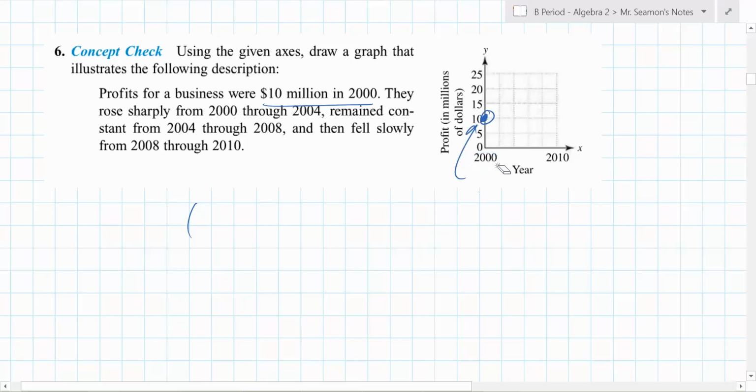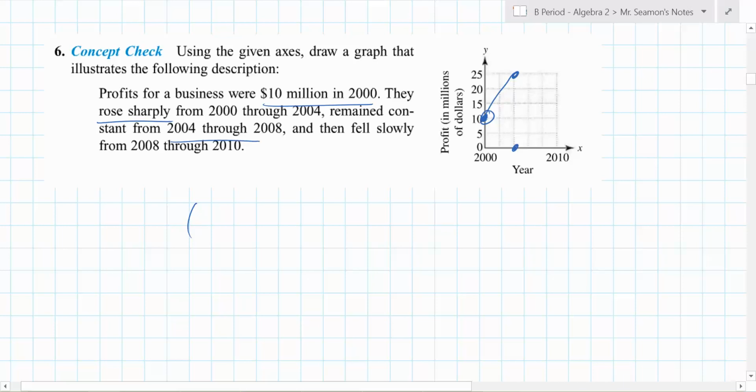And then what's the next one? Oh, it doesn't tell us. It says it rose sharply from 2000 to 2004. So where's 2004? It seems like 2004 is right there. So maybe sharply goes up to there. They're asking you to go up sharply. So up sharply, right? Rose sharply.